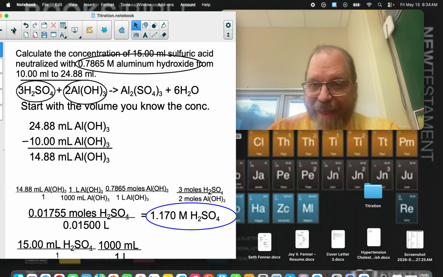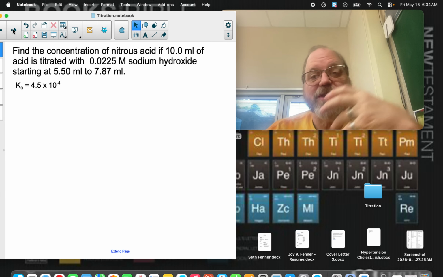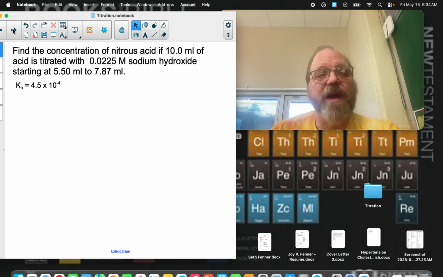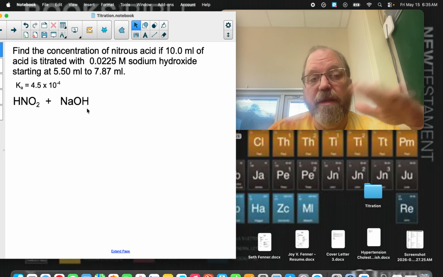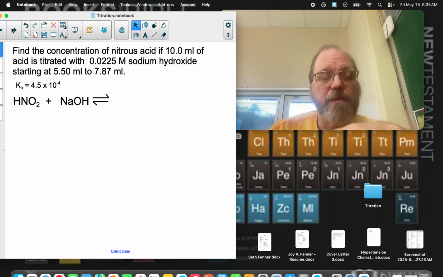Now, what we're going to do next is take this for either a weak acid or weak base. So here's a problem. Find the concentration of nitrous acid if 10.00 milliliters of acid is titrated with 0.0225 molar sodium hydroxide, starting at 5.50 milliliters to 7.87 milliliters. Now, the same process until we get to the end. So again, we take our nitrous acid with sodium hydroxide. Nitrous acid is a weak acid. Sodium hydroxide is a strong base. We're going to generate sodium nitrite plus water, and I balanced the reaction already.